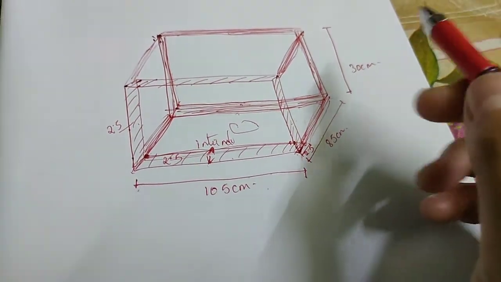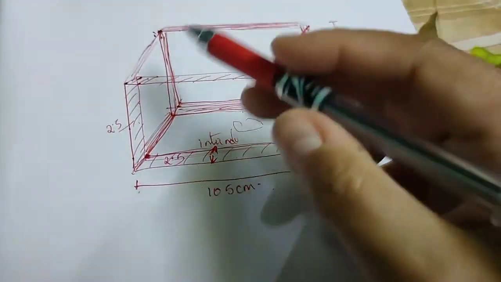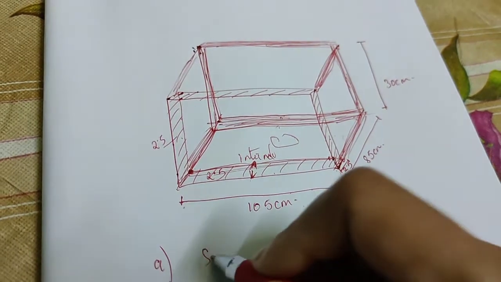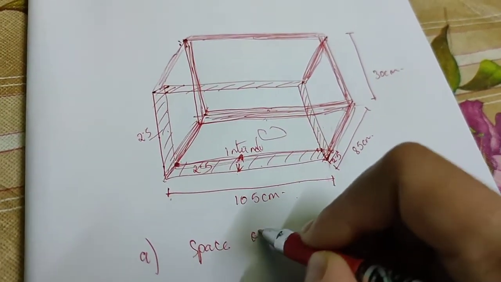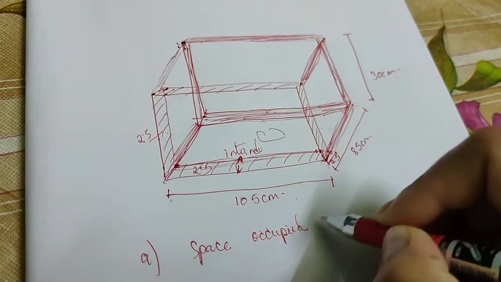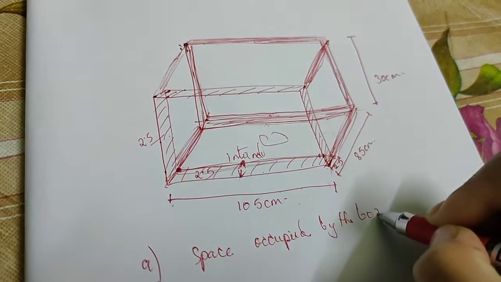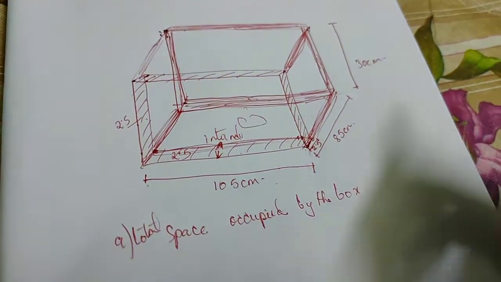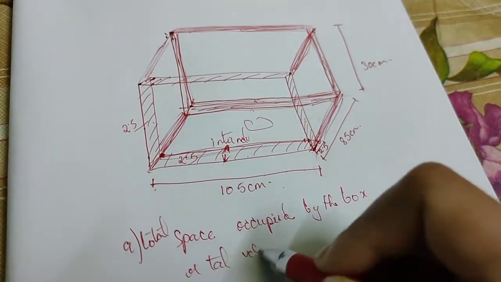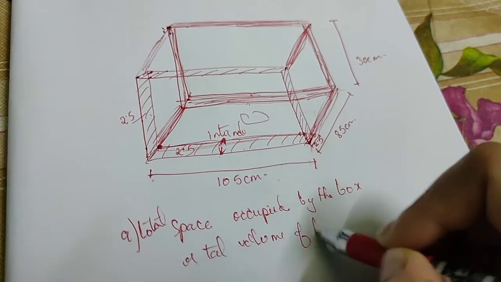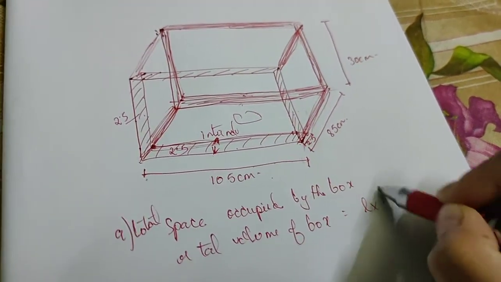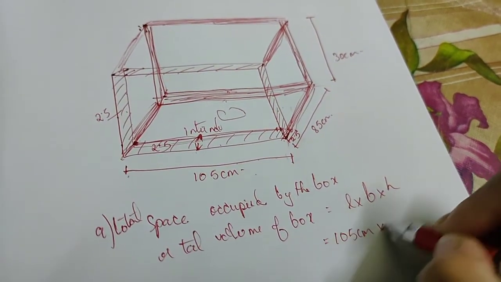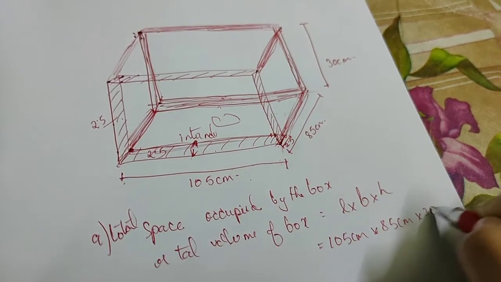So first, you will find the entire volume of the box. Part A: the space occupied by the box, or the total volume of the box. Total volume of the box is equal to length into breadth into height. So 105 centimeter into 85 centimeter into 30 centimeter.